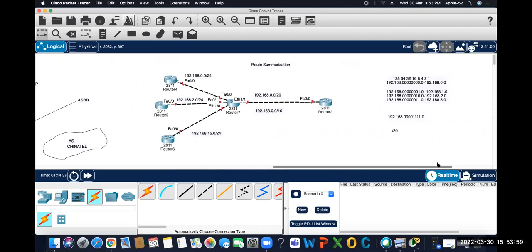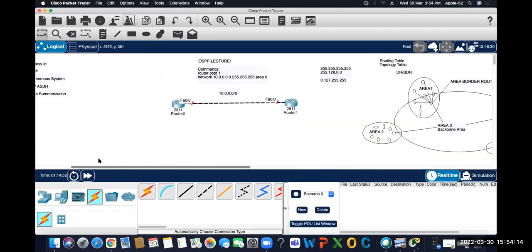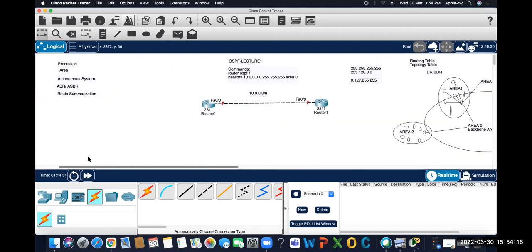Now, how do they do route summarization? You have to work out how many bits are still common in every network. Then you can do the correct route summarization. That was all for my today's OSPF session. I hope you enjoyed.